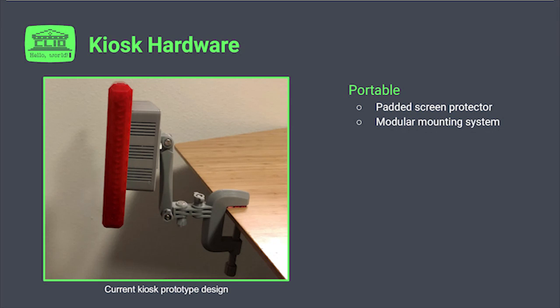So we have a padded screen projector that's printed out of a soft filament, as well as the harder elements of the kiosk, which are the hinge, the case, and the modular attachment part, which can either be a C-clamp or a stand you can put onto a table. We're also including plans to suction cup to a solid surface.